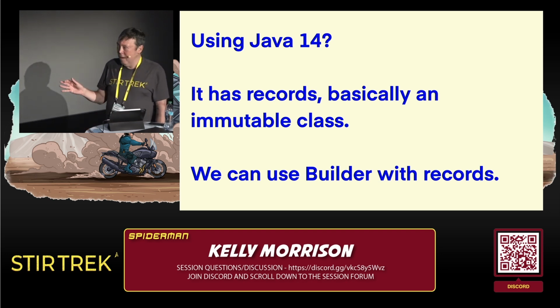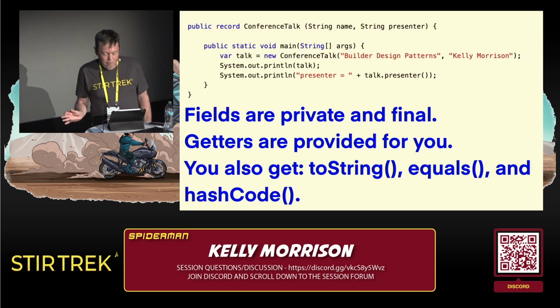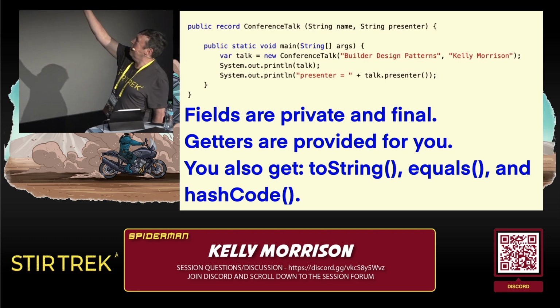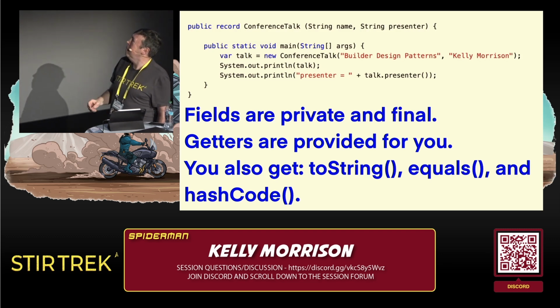Okay, Java 14 introduced the idea of a record, which is basically an immutable class. And you can actually use the builder pattern with records. If you've never seen it before, here's what it looks like. Instead of public class, something, you just say public record. And then the things that you pass into it, like string name and string presenter, these become private final fields inside the record. It'll also create getter methods for each one. So we pass in name and presenter. So it actually creates methods called name and presenter that we can call. It also adds toString for you. It adds equals, and it adds hashCode. So it does a lot, just in one line.